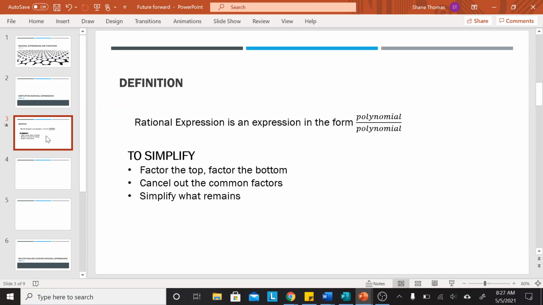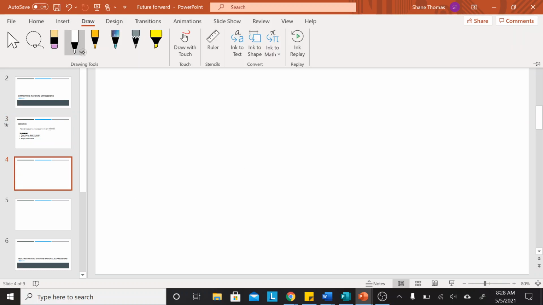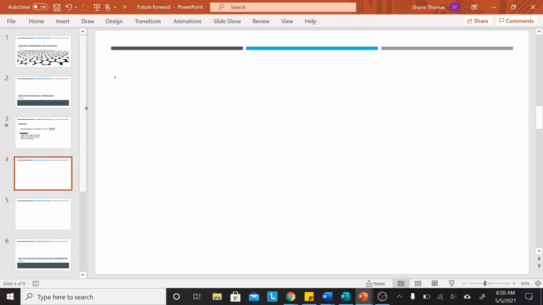We good? Good? All right, we'll start with a really simple one to start with. If I have 21x squared over 7x squared.